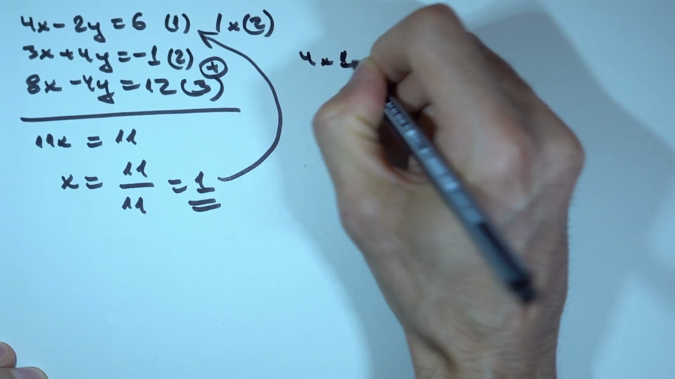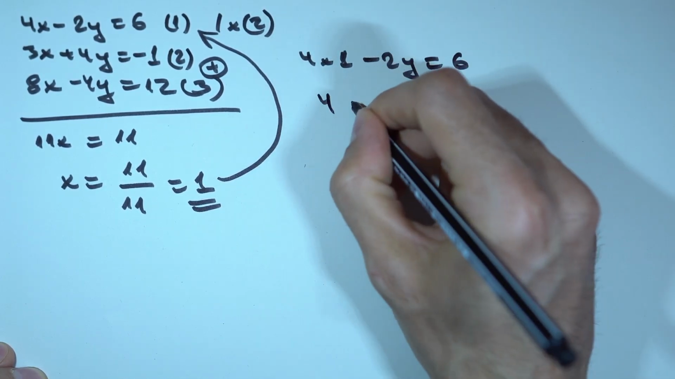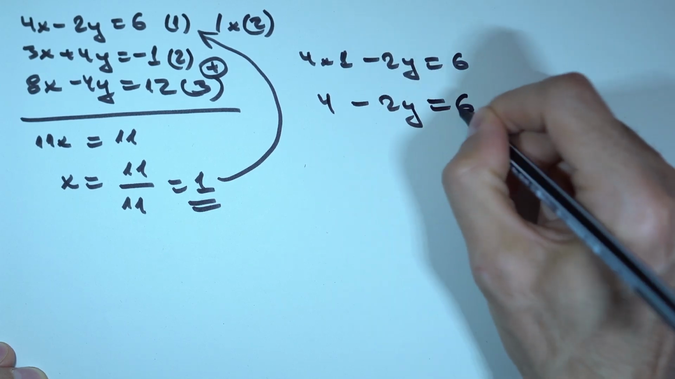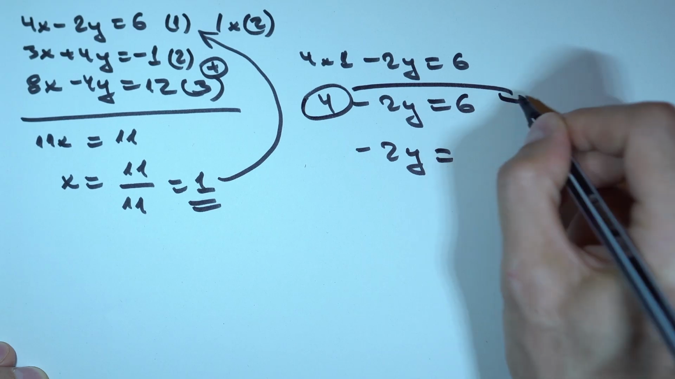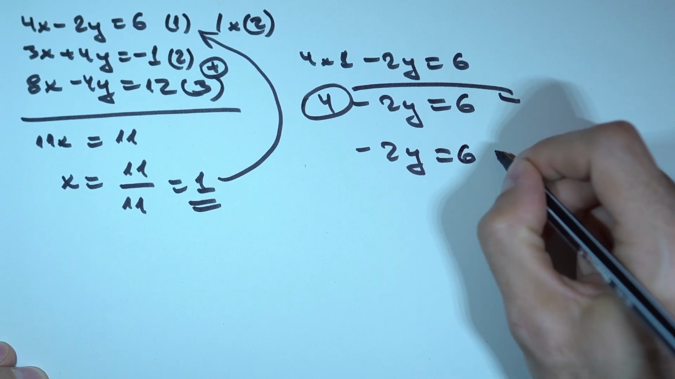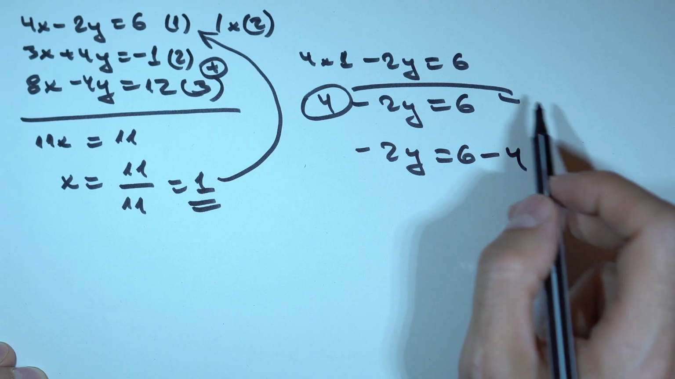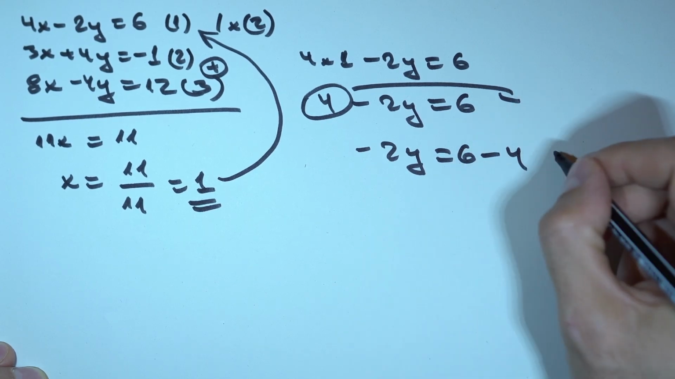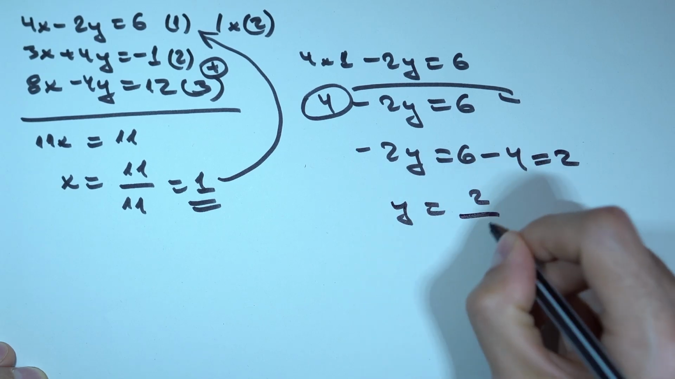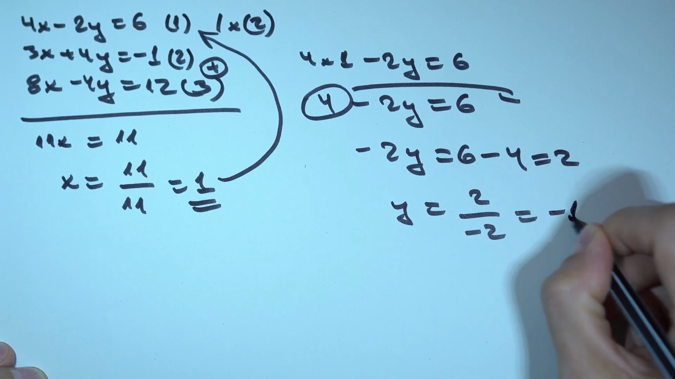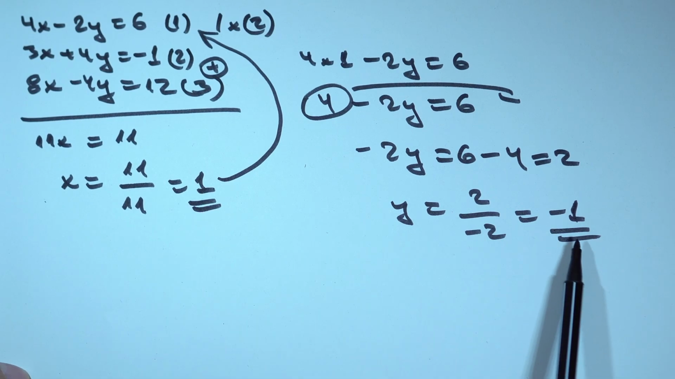4 times 1 minus 2 times y equals 6. 4 times 1 is 4, minus 2y remains, and this equals 6. Or minus 2y equals, the 4 has to go to the other side of the equation, so it was 6 minus 4. When we transfer one number to the other side of the equation, it changes its sign. 6 minus 4 is 2, or y equals 2 over minus 2, which is minus 1. And this is our solution. X equals 1 and y equals minus 1.